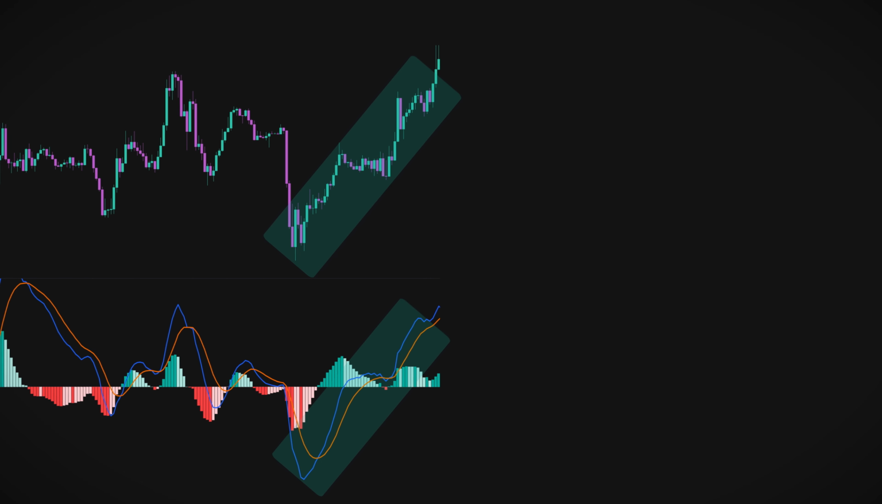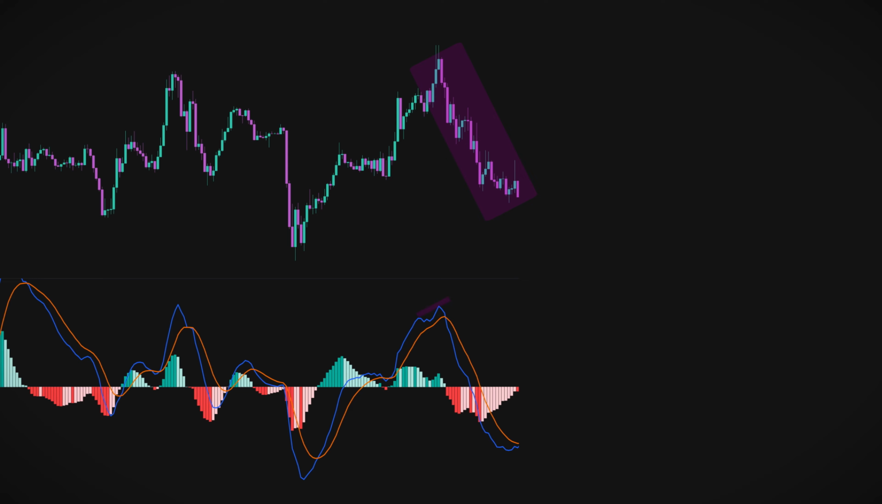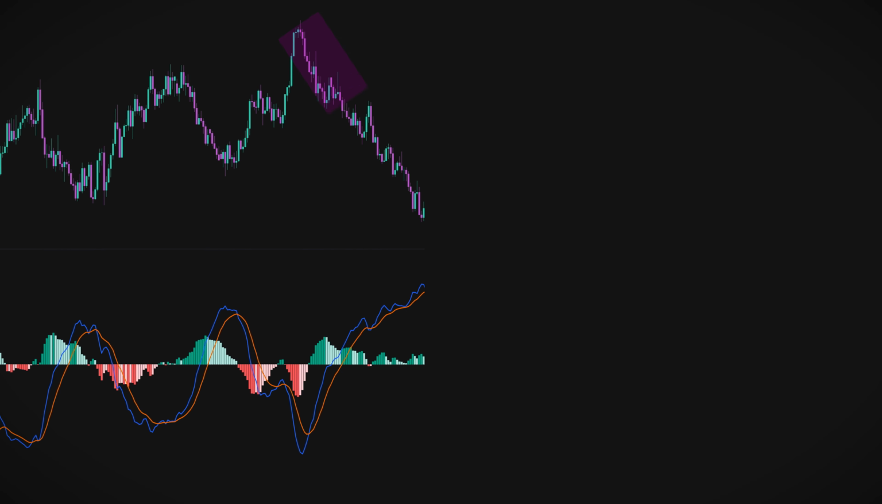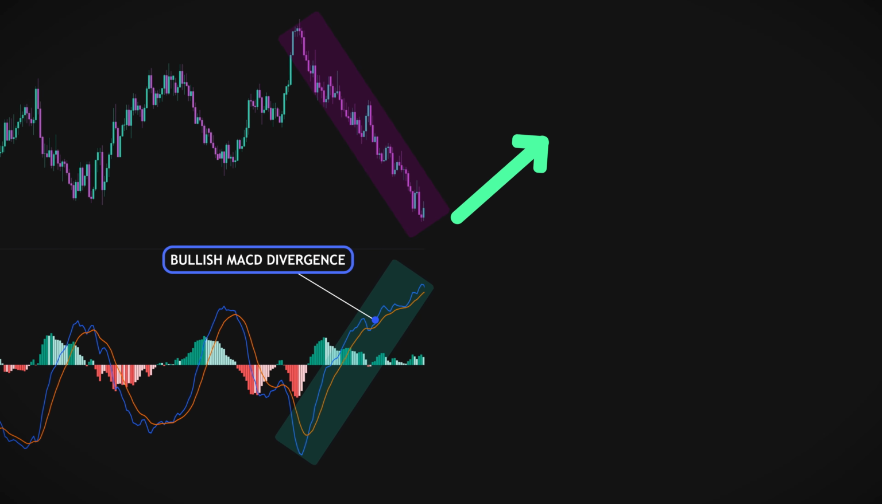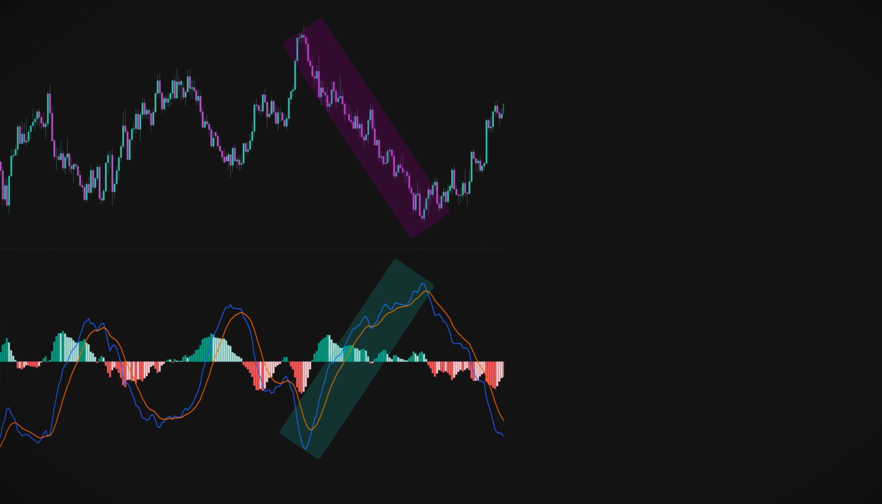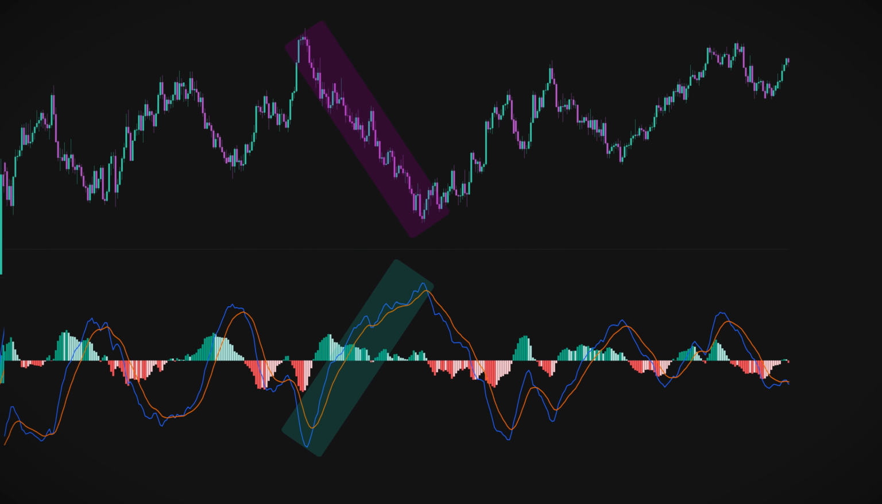So, now that we've covered histogram divergence, let's explore MACD divergence. Typically, the price of a stock and the MACD move in the same direction. For instance, if the price is falling, the MACD will also decline. However, if you notice that the price continues to fall while the MACD begins to rise, this signals bullish MACD divergence. This suggests a potential reversal, with the price likely to increase.